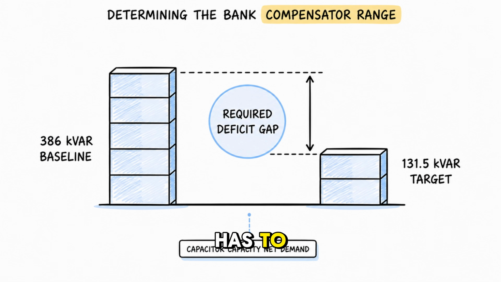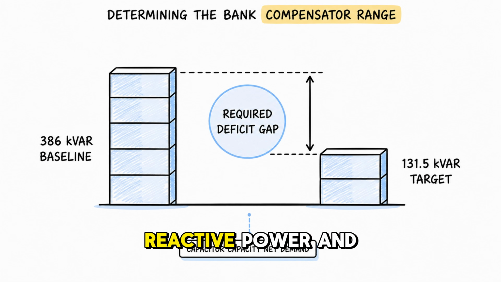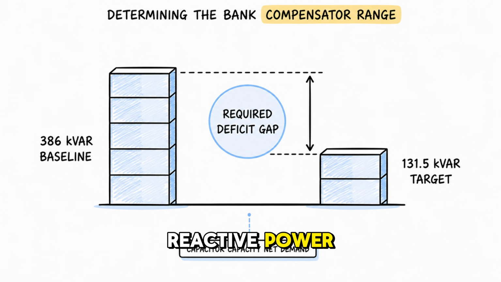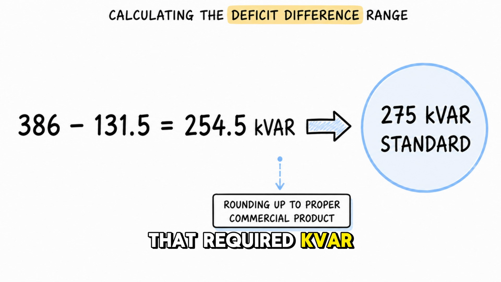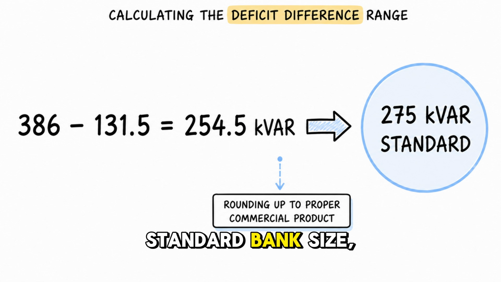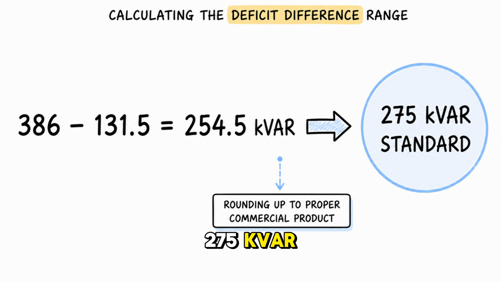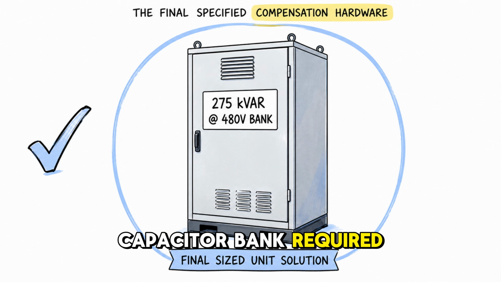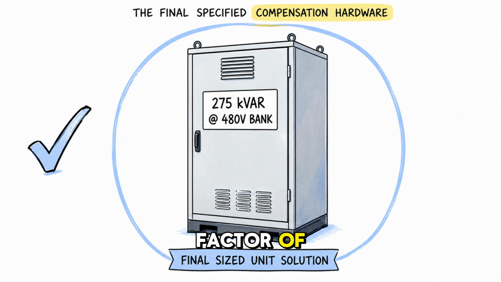The capacitor bank has to supply the difference between the existing reactive power and the new target reactive power. That required kVAR equals 386 minus 131.5, which is 254.5 kVAR, and we round up to the next standard bank size, 275 kVAR. That is the capacitor bank required to correct this facility from a power factor of 0.72 to 0.95 on a 480 volt supply.